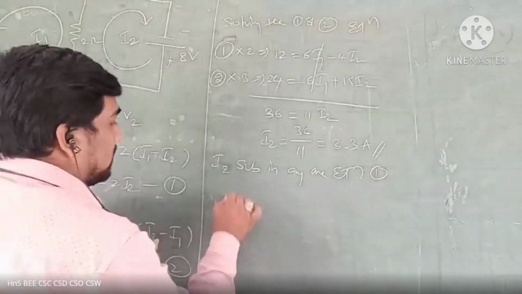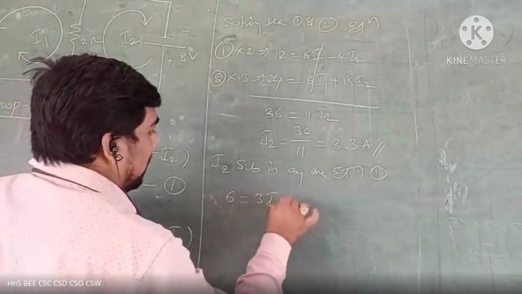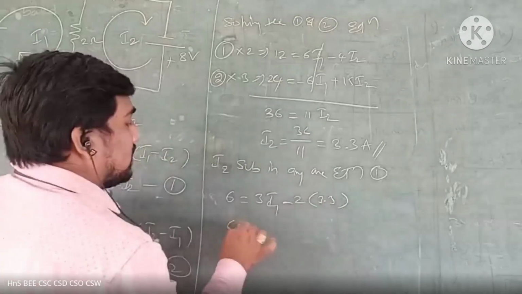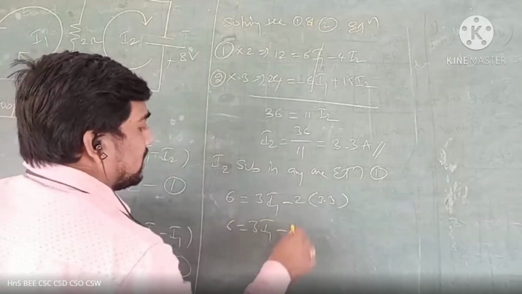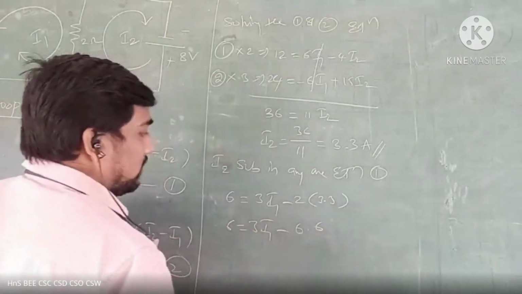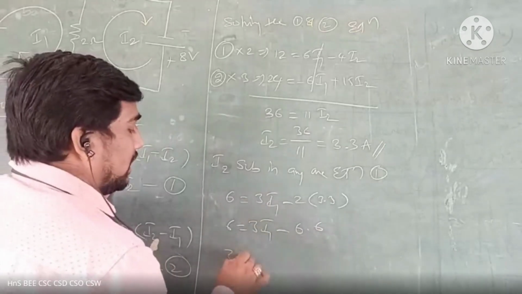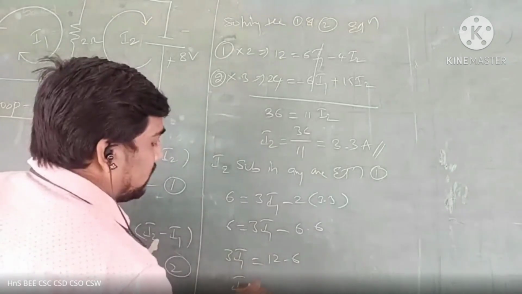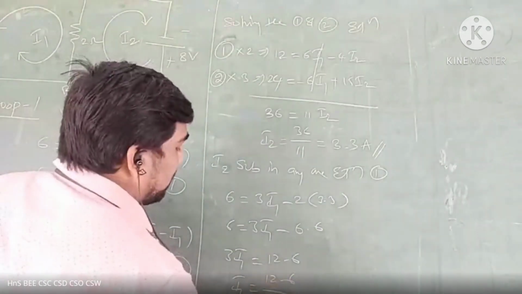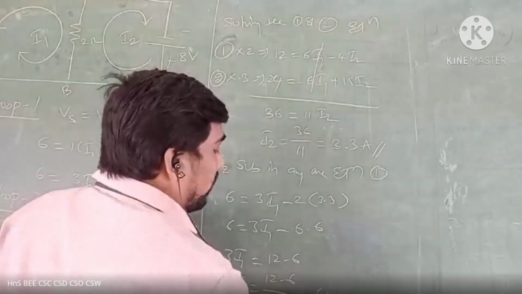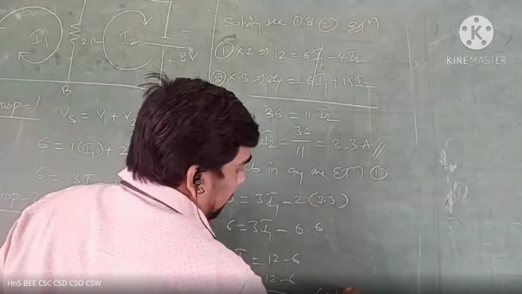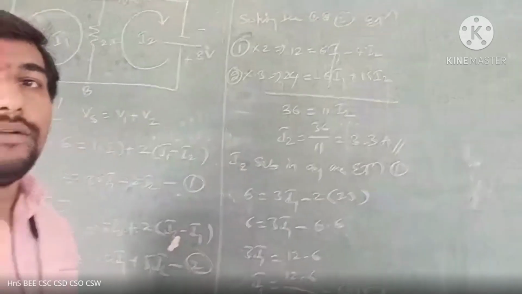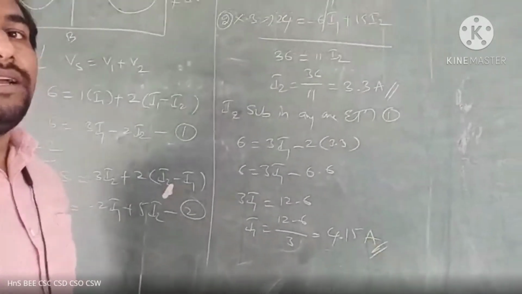Okay, that is 6 equal to 3 into I1 minus 2 into 3.3. So 6 equals 3 into I1 minus 6.6. That goes to this side: 3 into I1 equals 12.6. Now I1 equals 12.6 by 3, approximately 4.15 amperes.